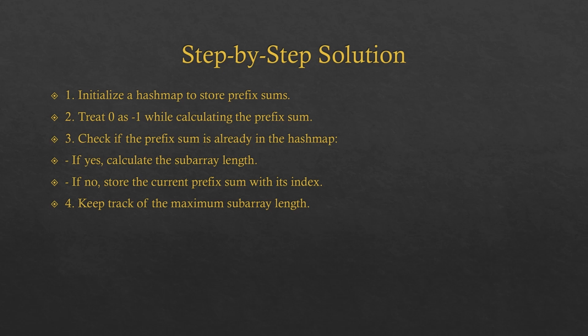Let's go through the algorithm. First, we initialize an empty hash map to store the prefix sums. Then, as we traverse the array, we update the prefix sum by treating zeros as minus ones. If we have seen a prefix sum before, we calculate the length of the subarray from the previous occurrence of this sum. If not, we store the prefix sum and its index in the hash map. By keeping track of the maximum length of subarrays found, we can get our final result.